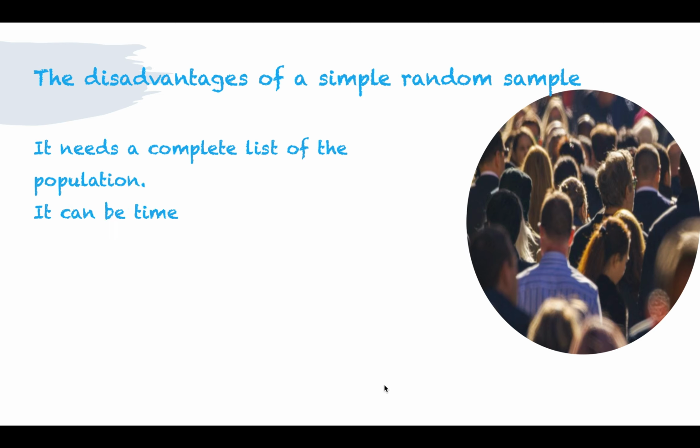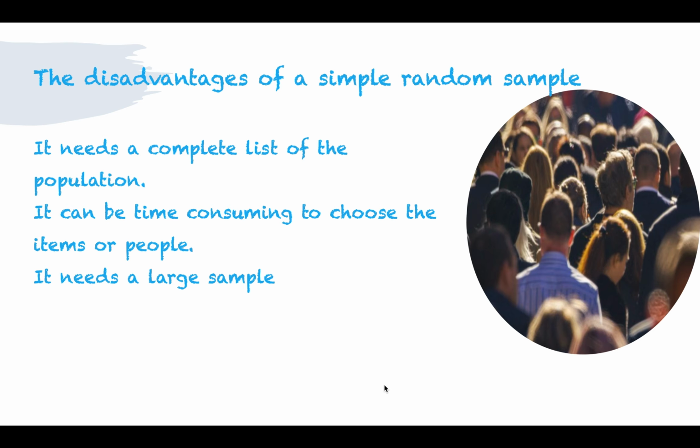The disadvantages of a simple random sample are it needs a complete list of the population. It can be time-consuming to choose the items or people. It needs a large sample size to ensure it's representative and unbiased.